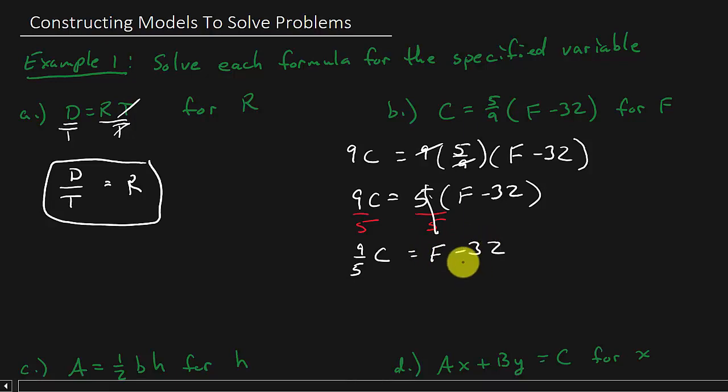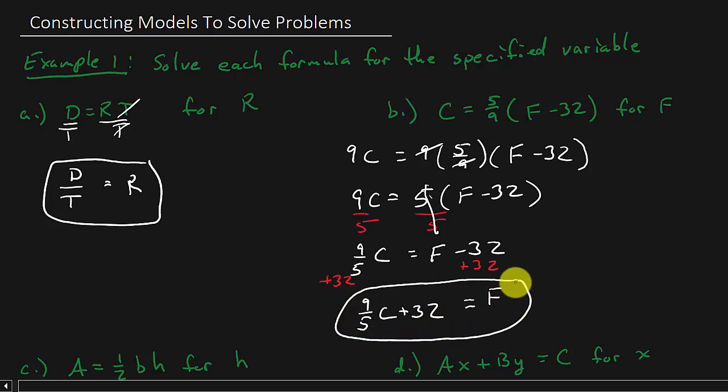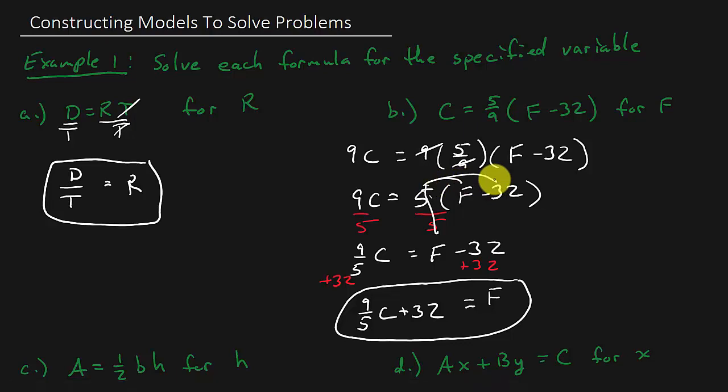And then all I need to do is what? Add 32 to both sides. And so that's going to give me F is equal to 9/5 C plus 32. And there's your answer. All right. Now, that wasn't very difficult. Now, if you would have distributed everything by 5, it wouldn't have made it that much more difficult. It would have been a little more involved, but you could have done that and you would have gotten the right answer. Okay? All right.